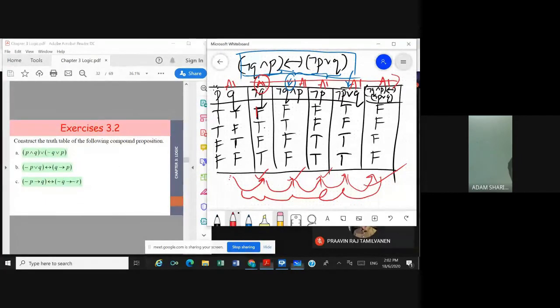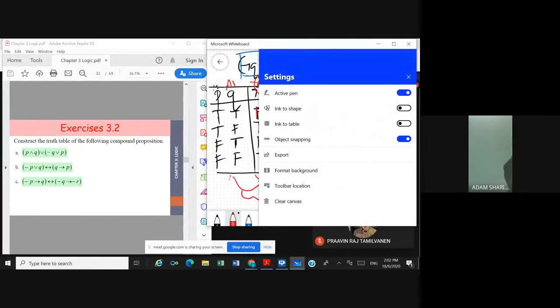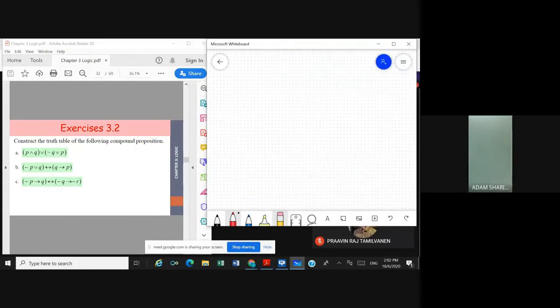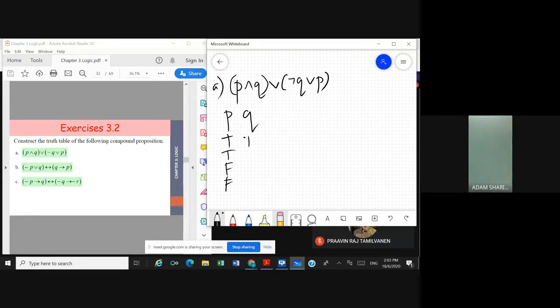All right. We do one last example before we end the lecture today. We do the first one first. A. Okay, do this. Not Q or P. What is the first step? Check how many propositions you have. 2. Then you have T, T, F, F, T, F, T, F.